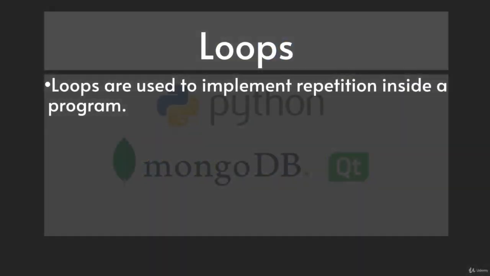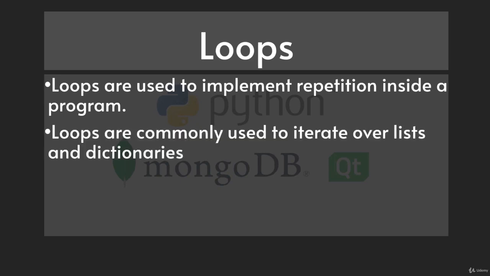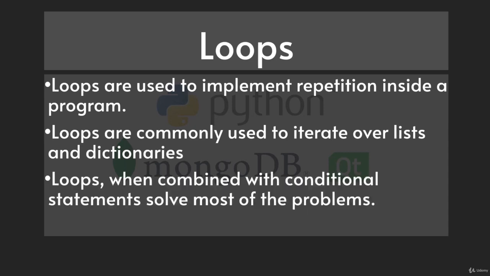Welcome back. Now we're going to start loops, and loops, as the name suggests, are used to show repetition. They implement repetition inside a program. There are many ways to do it, primarily two, and they're commonly used to iterate over lists and dictionaries. When they're combined with conditional statements, they solve most of our problems, and you're going to be using them all over the place, so make sure you pay attention to whatever comes next.